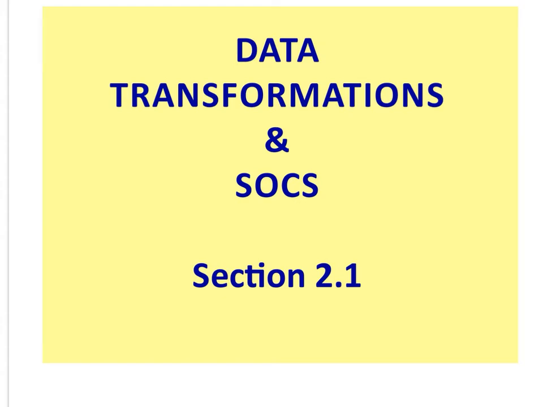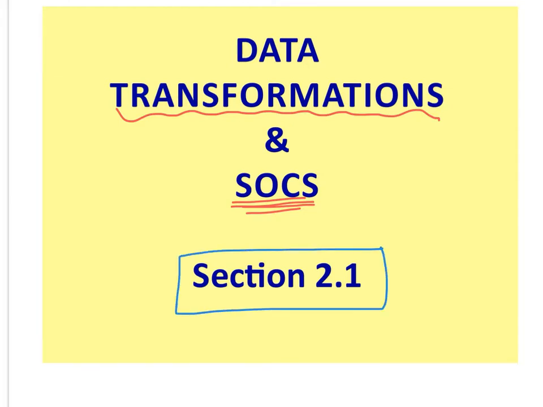Hello, hello. So today we are talking about data transformations and how those transformations are going to change our SOCS. Remember, SOCS stands for shape, outliers, center, and spread. So we're going to see how transforming data impacts our SOCS. This goes with section 2.1 in your textbook. Please go there to follow along and to look at additional examples.